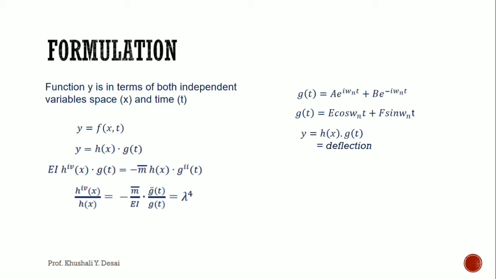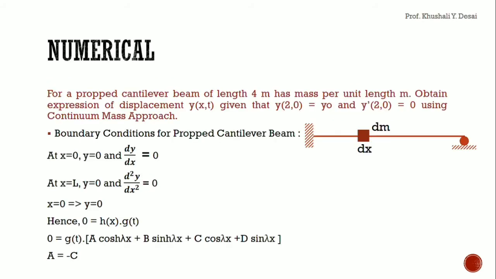So using this formulation, let us go through a numerical wherein a propped cantilever beam is given having a length of 4 meters and mass per unit length is given as small m. Obtain the expression of displacement y of x comma t given that y of 2 comma 0, that means at x equal to 2 and time t equal to 0, the value of displacement is y0, and y dash of 2 comma 0 is 0, using the continuum mass approach.